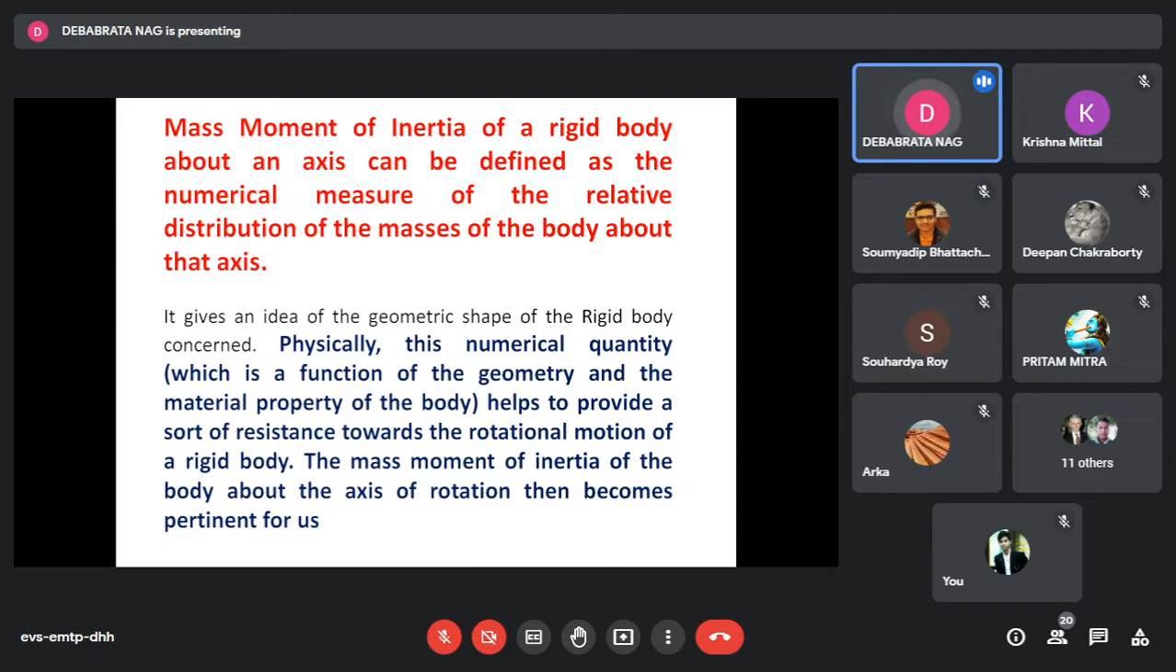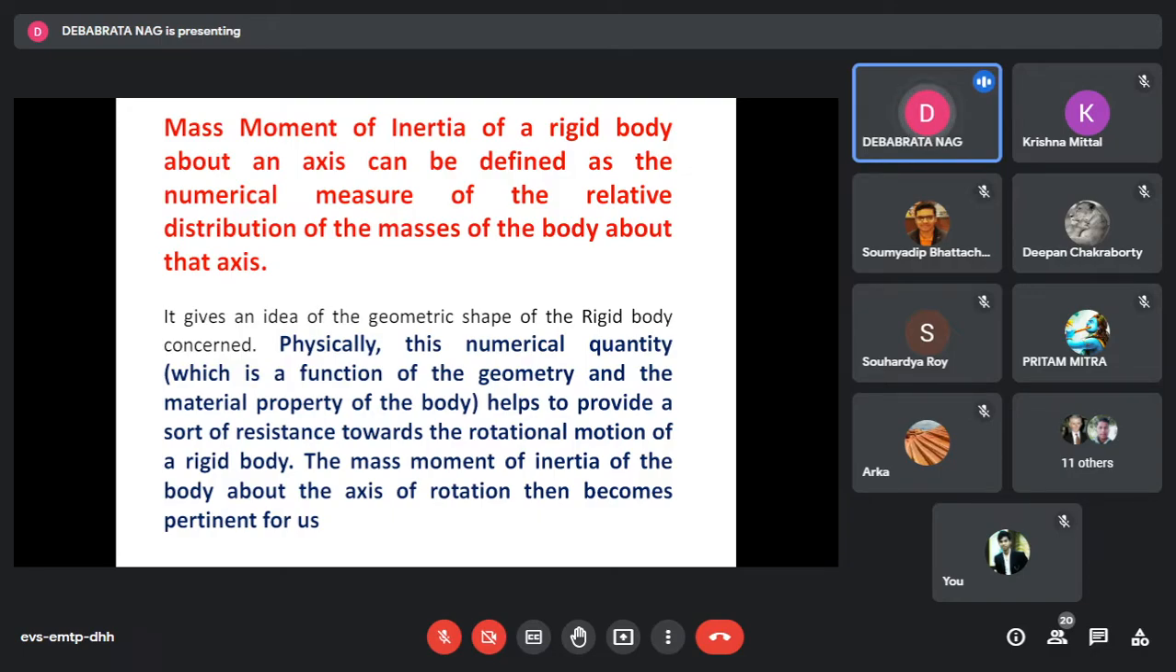That means if you are having two different rigid bodies with two different mass moments of inertia about some axis of rotation, and you are trying to rotate the two bodies from the state of rest, maybe both bodies have the same masses. Say you have a body A and a body B, both having the same masses but different geometries. Then in order to start these two bodies from zero and give some angular velocity, the required torque that needs to be applied onto the body will be different.